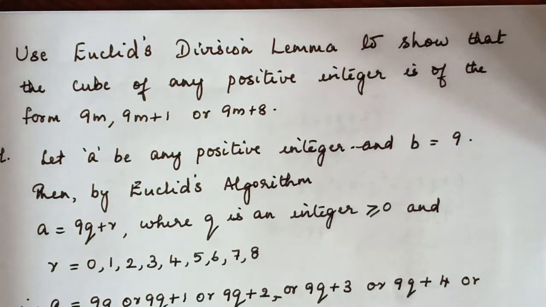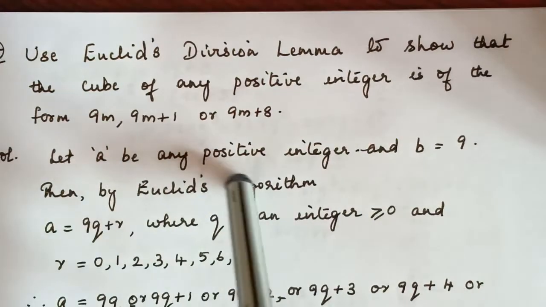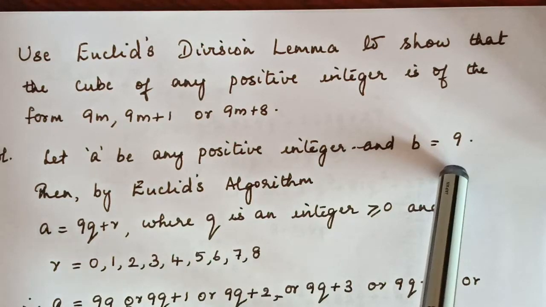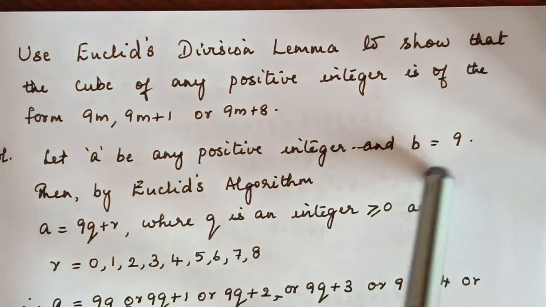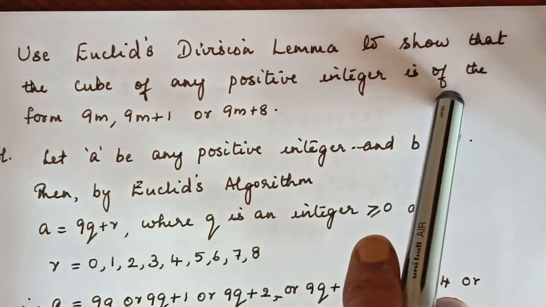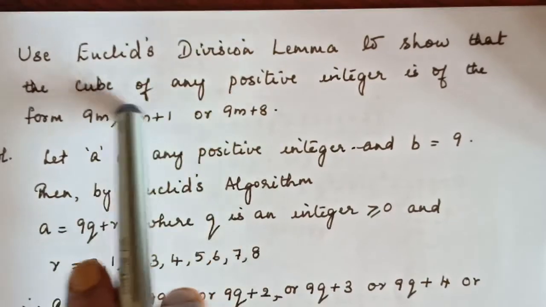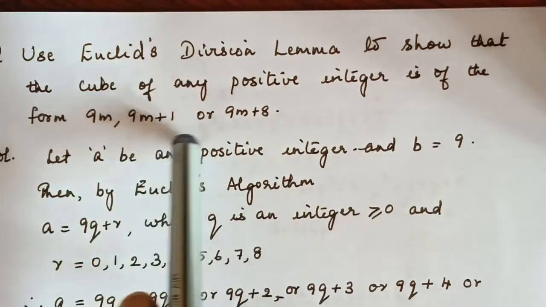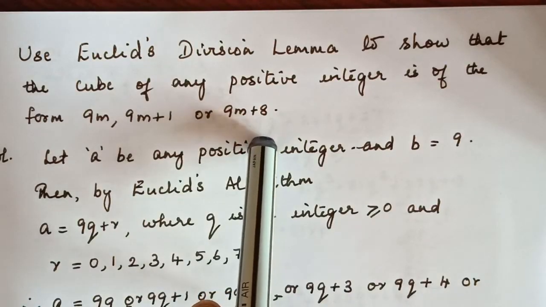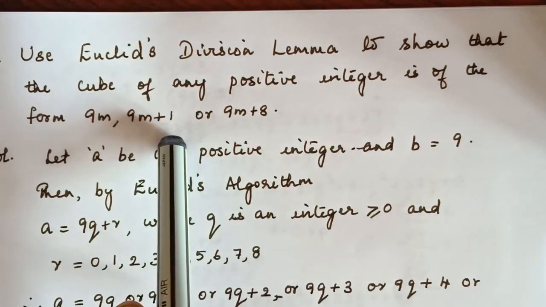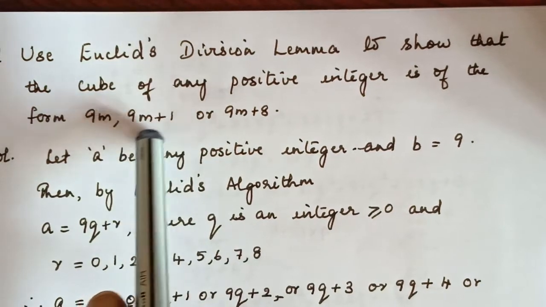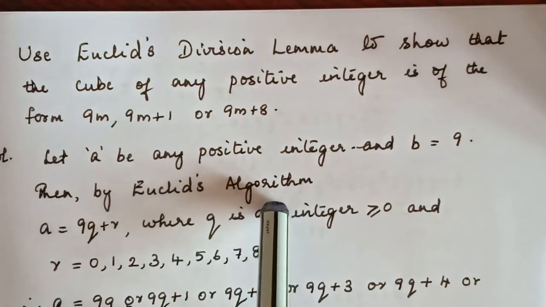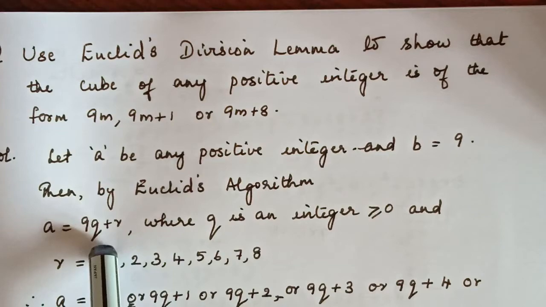So as usual we have to start like this. Let a be any positive integer and b is equal to 9. You know how we got 9. Because in the question we have to show that the cube of any positive integer is of the form 9m or 9m plus 1 or 9m plus 8. So 9m plus 1 means you know that it is of the form bq plus r. So b is 9.